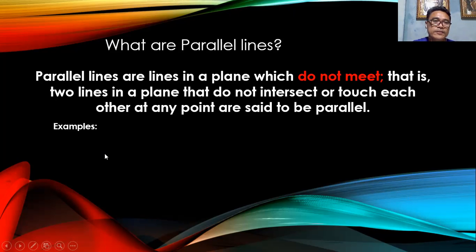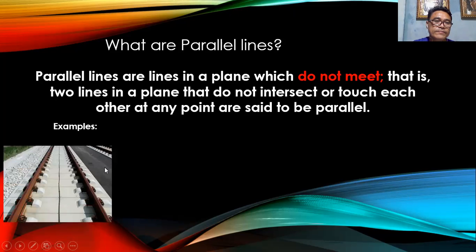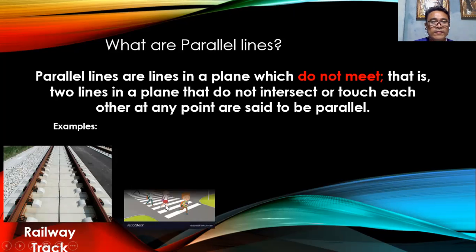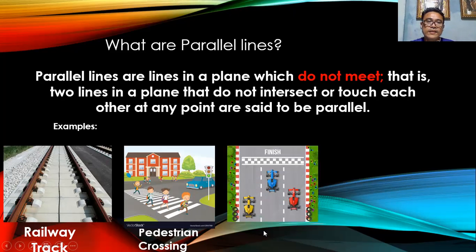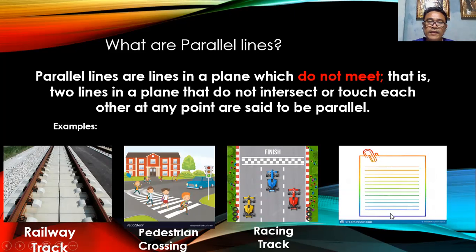and here are the examples. This one, railway track. The pedestrian crossing, parallel lines. And racing track. Okay, these lines are parallel. And the lined paper. These are the examples of parallel lines.